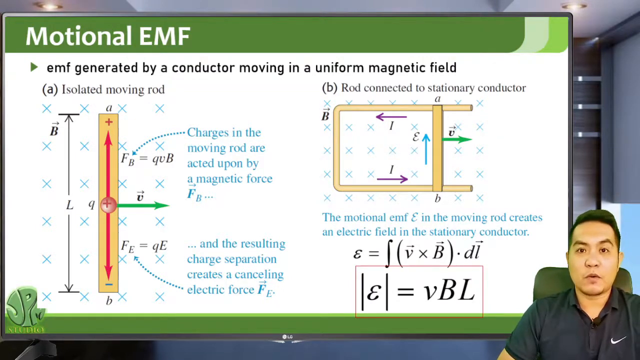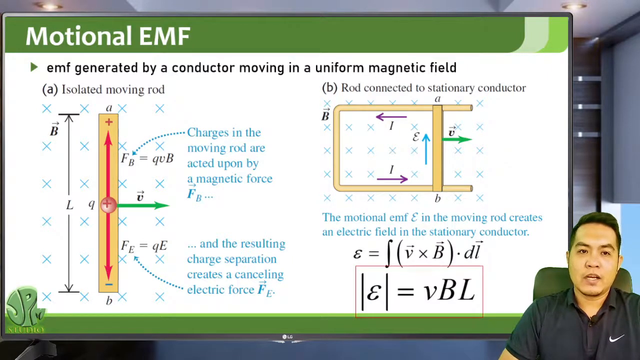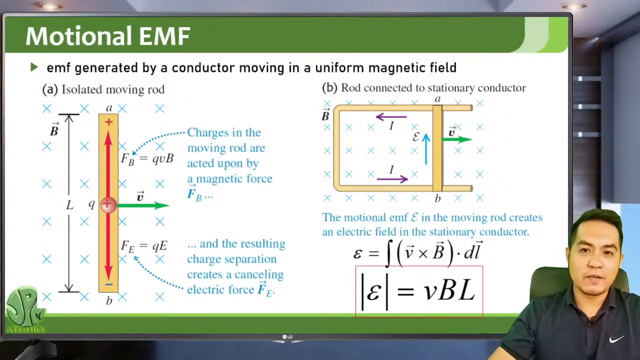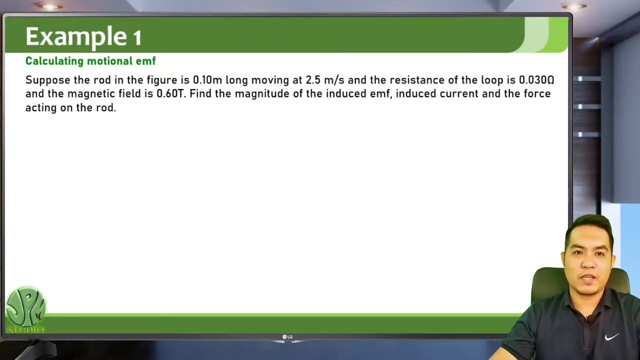And we'll only focus on the case where the velocity is perpendicular to the magnetic field, and the velocity is also perpendicular to the length of your conductor. They're all mutually perpendicular to each other. So it's VBL. We actually obtained this result in the previous example. Okay, let's go directly to examples.